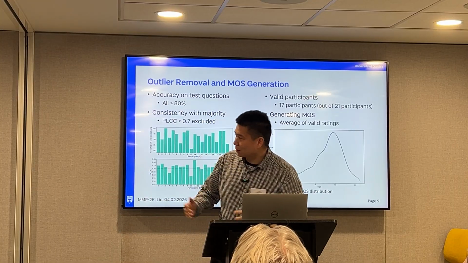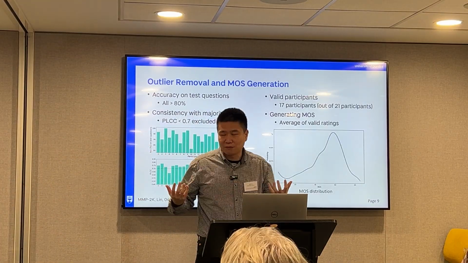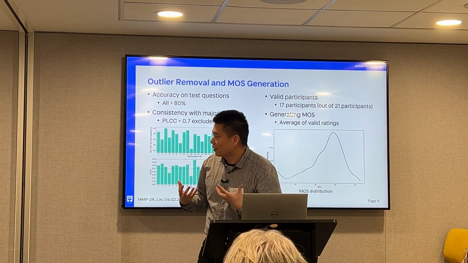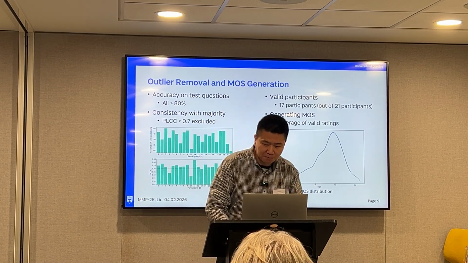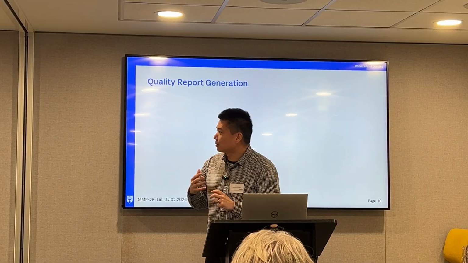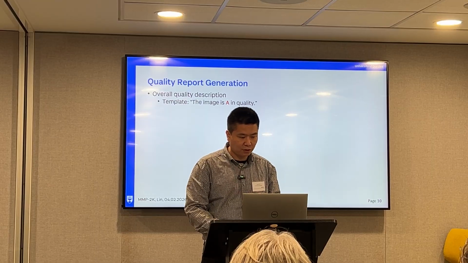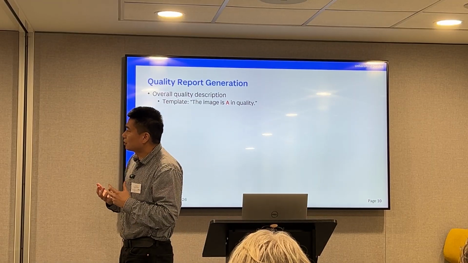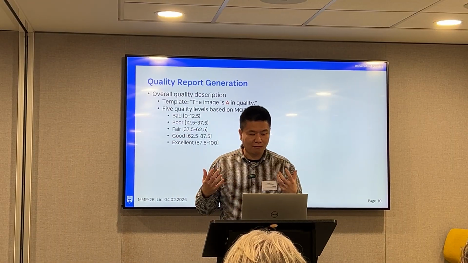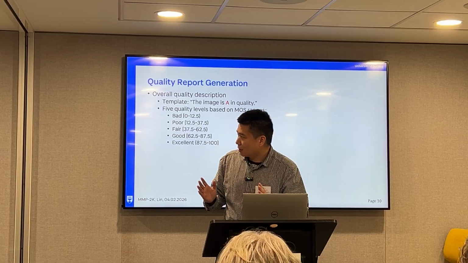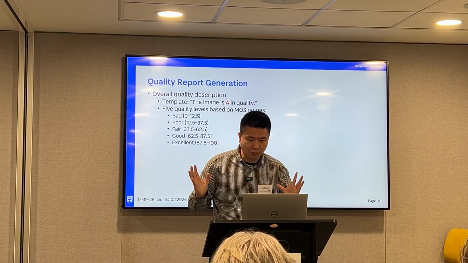And you can see this is quite the same as what we have for most of the datasets. It will have a lot of more or less okay-ish quality stimuli, right? And then we also generate the quality report. As I showed before, we have a template, so the image is what in quality, and then we just arrange them. I know there might be some issues about this range, but this is what we did.